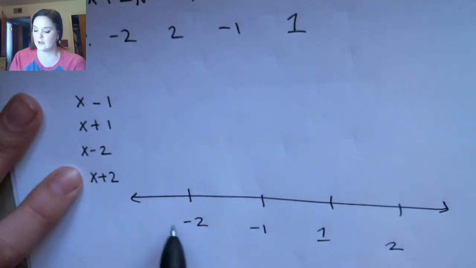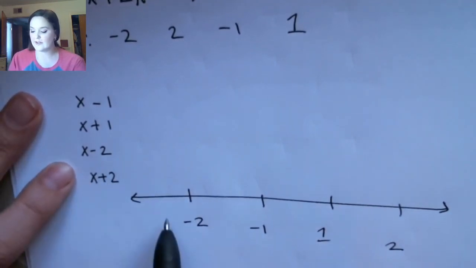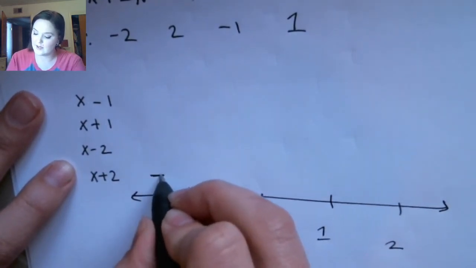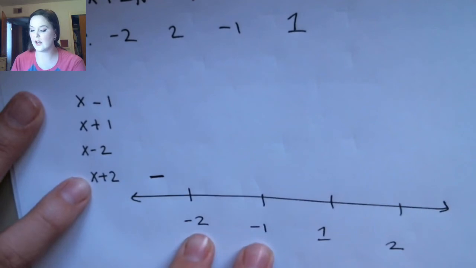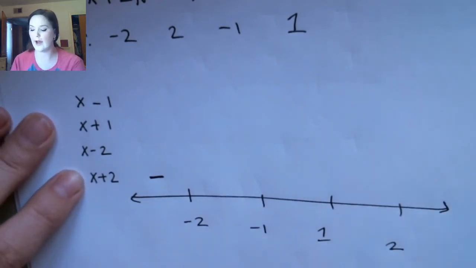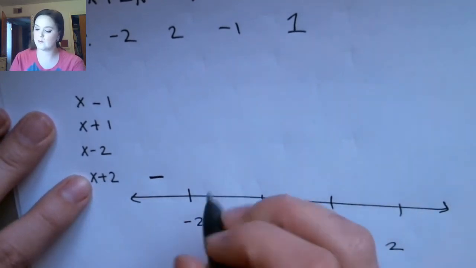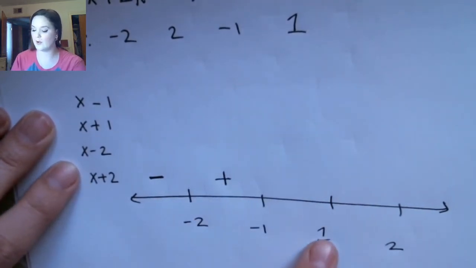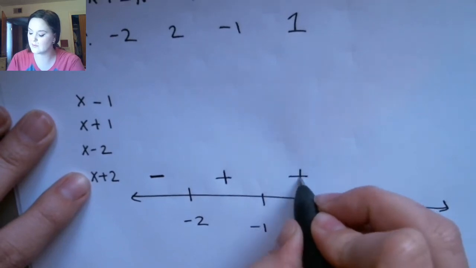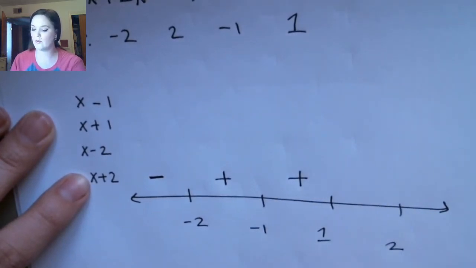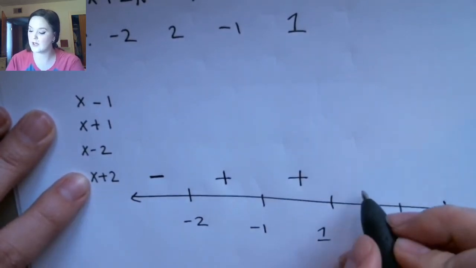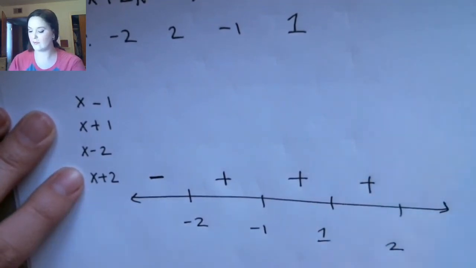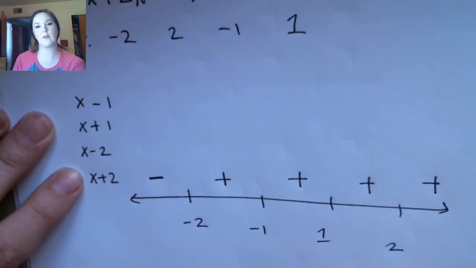So over here, we're going to have something less than -2, something like -3, -5, something like that. So that'll be negative. Something between -2 and -1, like -1.5. -1.5 plus 2 is +1/2, so that's going to be positive. Something between -1 and 1, like 0, that will be 2, that's positive. Something between 1 and 2, like 1.5, that would be 3.5, that's positive. And something greater than 2, like 5, 5 plus 2 is 7, that's positive.